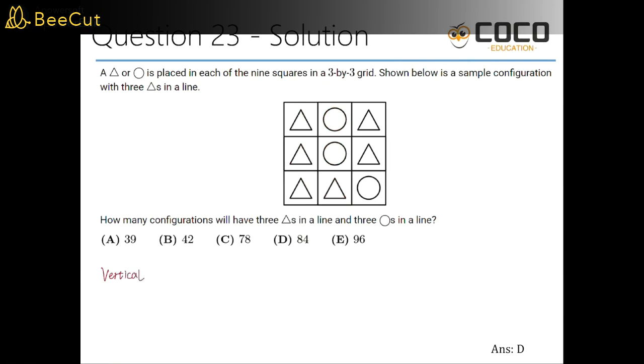So we try the vertical first. There will be 2 cases. First case is all 3 lines have either 3 triangles or 3 circles. Right. So either you have 2 lines of triangles, 1 line of circles.